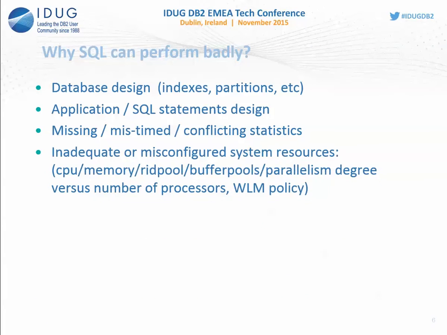The fourth thing is to have enough system resources. By system resources, I mean CPU, number of CPUs, memory, read pool, sort pool, and a properly defined WLM policy. An improperly defined WLM policy can kill everything. Long running threads in discretionary mode can hold resources and have excessive locks on the tables, so other queries will also suffer.